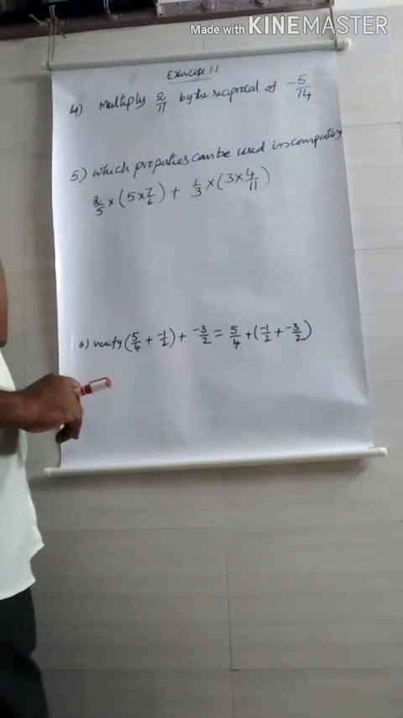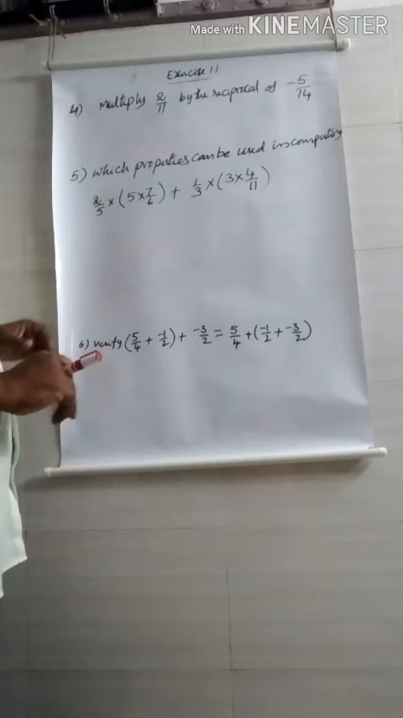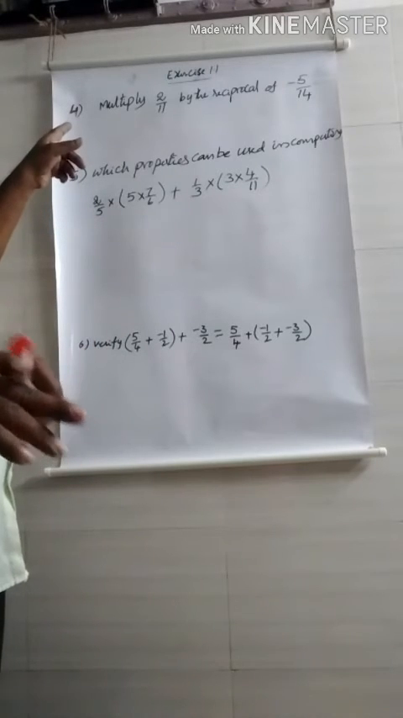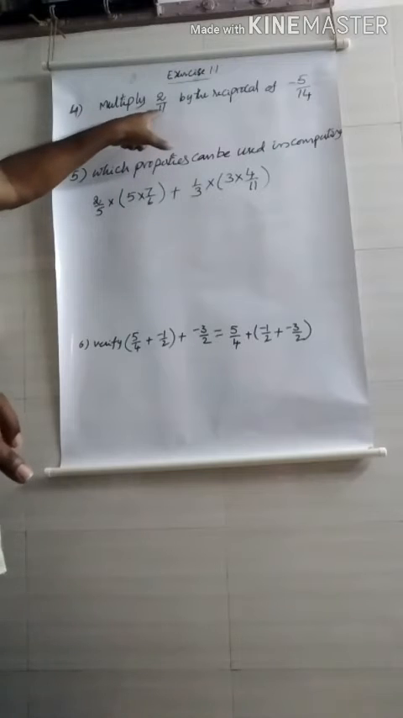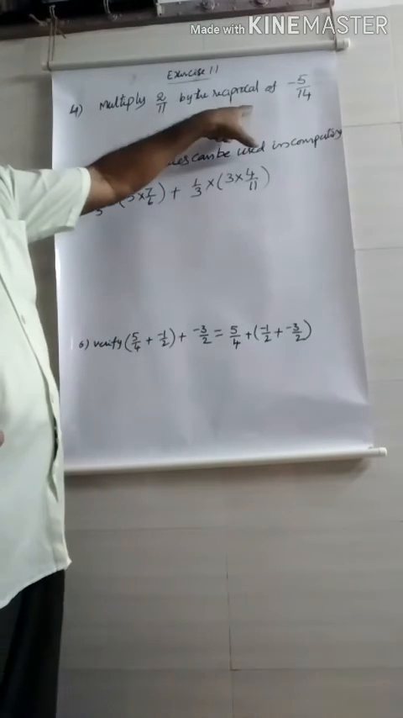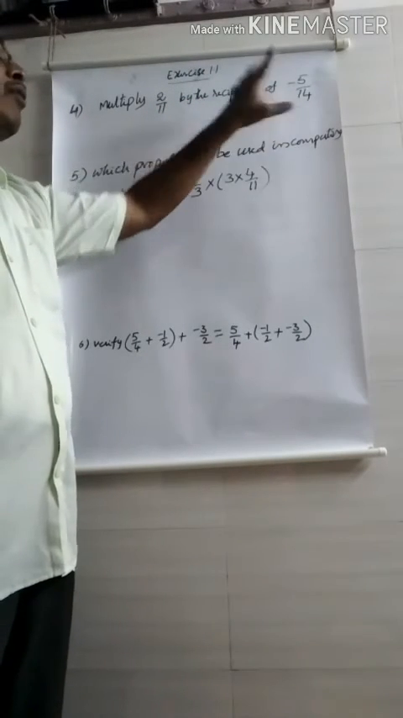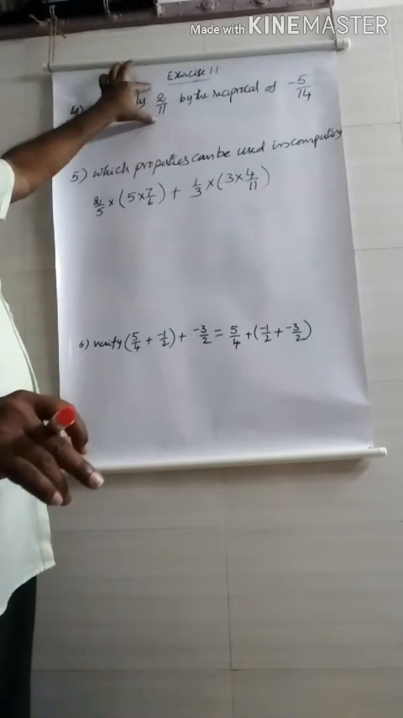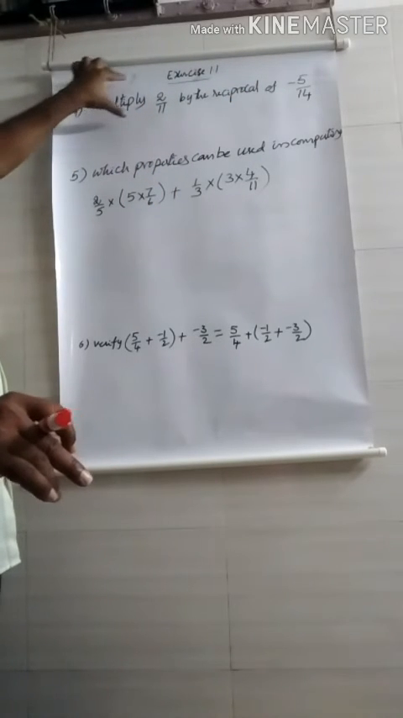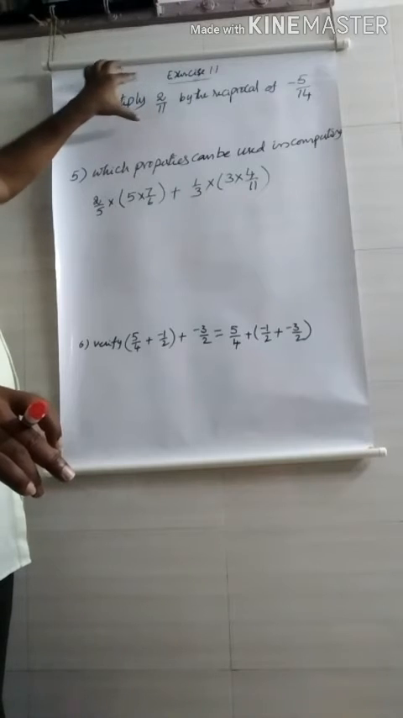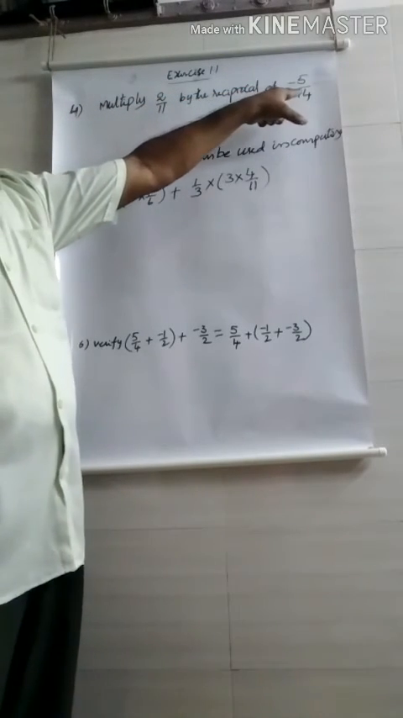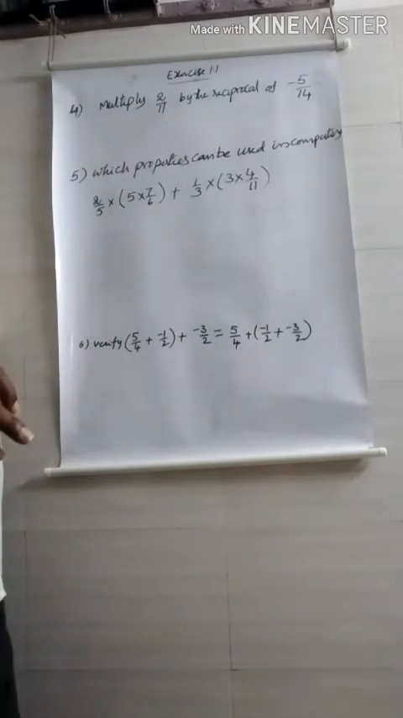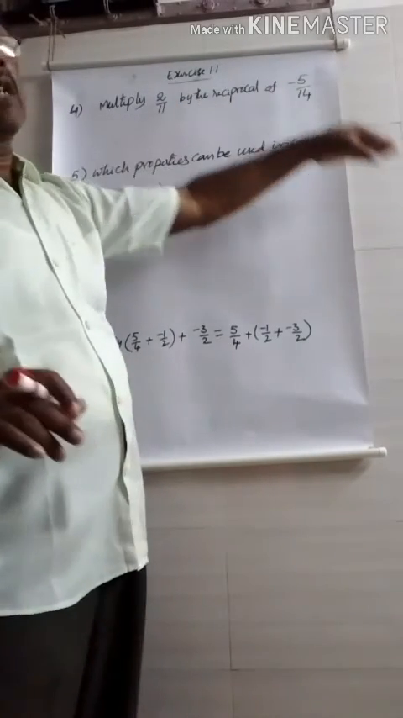Okay. Now we move to the fourth question. You may do the third one, remaining three. Now we move to the fourth one. Multiply 2 by 11 by the reciprocal of minus 5 by 14. Reciprocal of minus 5 by 14.